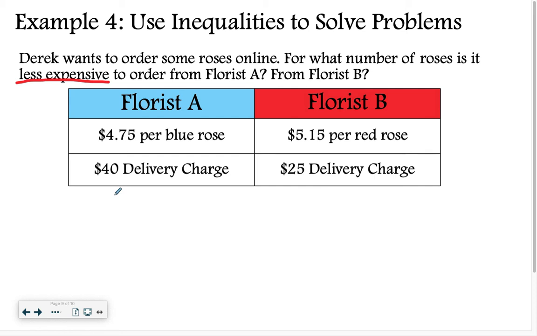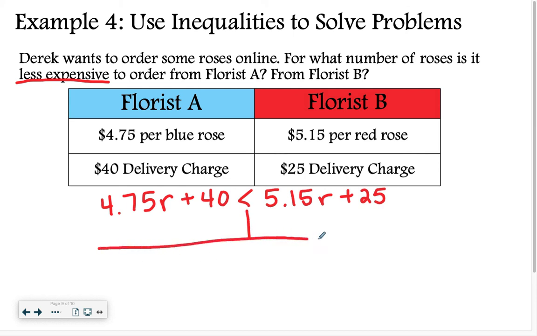Okay, Florist A. Cost is $4.75 per blue rose. So I'm going to do 4.75R because it's $4.75 for however many roses we buy. And then a delivery charge of 40. So no matter what, I have to write 40. Okay. Then if we look at that, for what number of roses is it less expensive to order from Florist A? So I'm going to do less than, and then Florist B would be 5.15R plus 25. And now I just solve it.